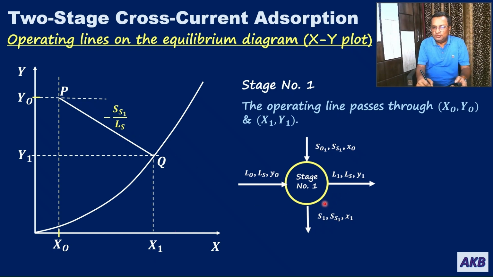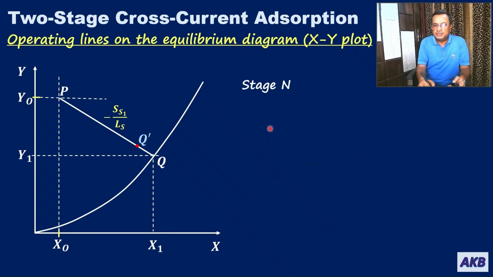Now, if the two phases are not in equilibrium with each other, then you will have point Q dash, and the operating line will end at point Q dash. This can happen if the two leaving phases are not in equilibrium with each other. And if they are in equilibrium with each other, point Q will represent the other end of the operating line. In our discussion, we are going to assume that the leaving solid and liquid phases are in equilibrium with each other.